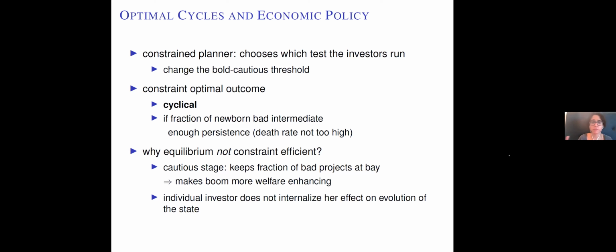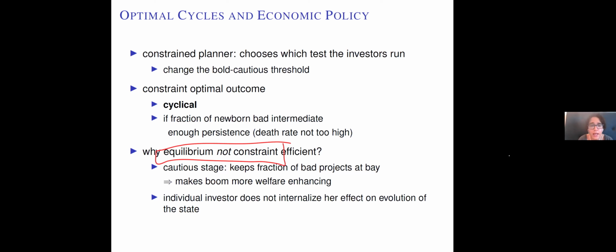If the fraction of newborn bad entrepreneurs is intermediate, so lambda is not too high, not too low, and there is enough persistence so that the death rate is not too high. Okay. However, what's important is that the equilibrium is not constrained efficient.